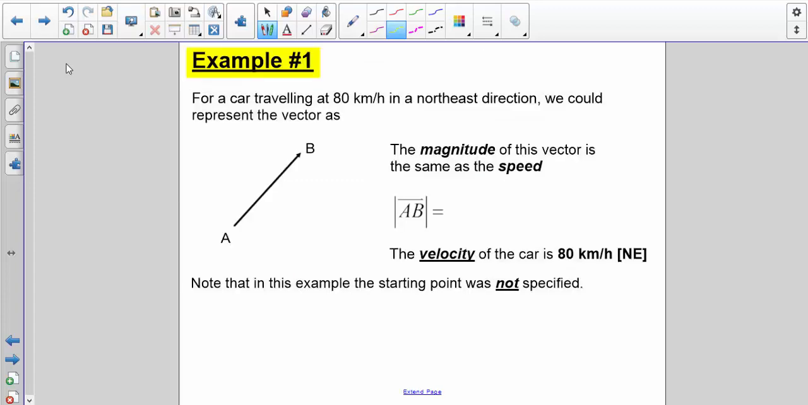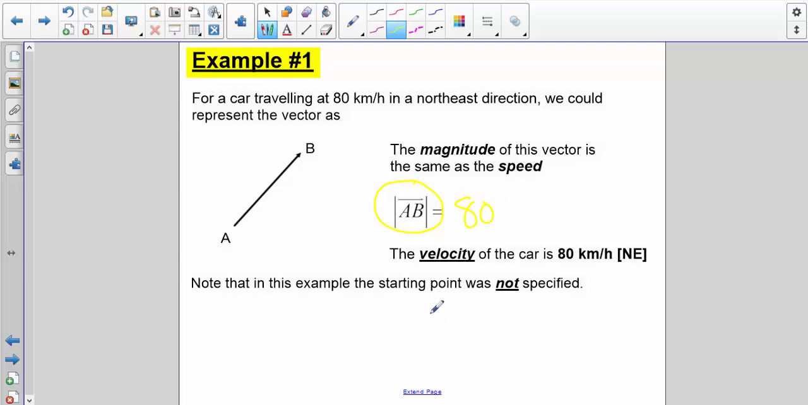Here's a very, very quick example. I'm not going to insult your intelligence by asking you to pause the video and do any work here, but I just want you to take a look at this. The magnitude of this vector. A car is traveling 80 kilometers per hour in a northeast direction. That's a vector. We could represent this as a vector AB. I've drawn a little quick diagram here, vector AB. The magnitude of this vector is the same as the speed. Essentially the magnitude, again, there's that symbol for magnitude. The magnitude of that vector is hopefully obviously 80, right?